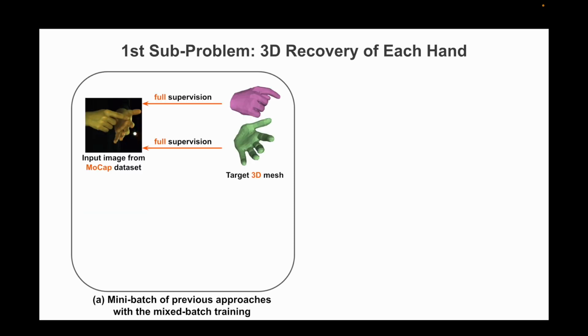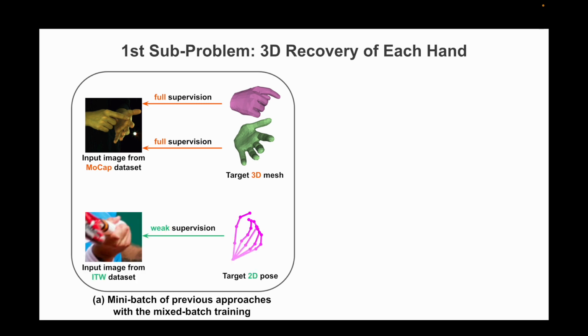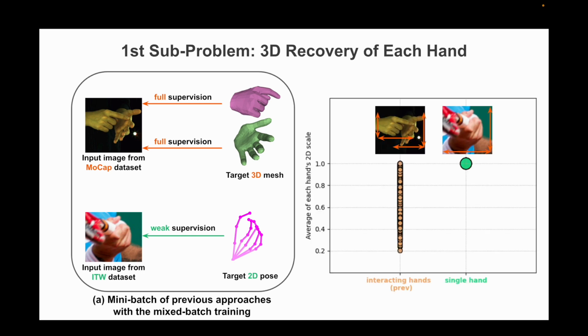Such a combination of two-hand data from mocap datasets and single-hand data from InterWild datasets suffers from a 2D scale domain gap, as shown in the right figure. When two hands are included in the input image, the 2D scale of each hand is smaller and inconsistent compared to those of single-hand images.